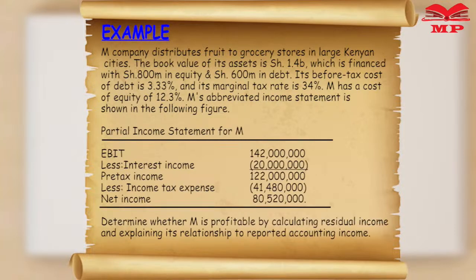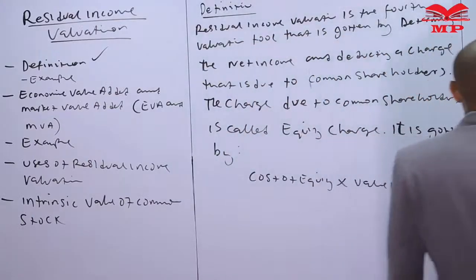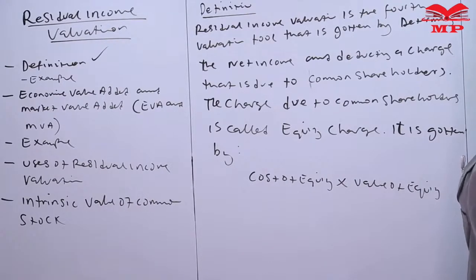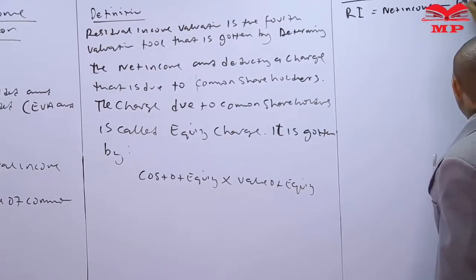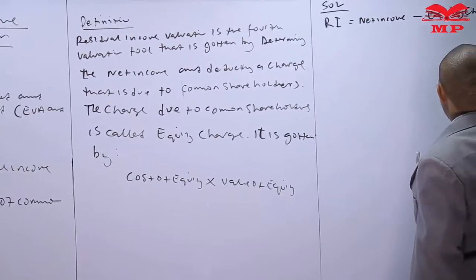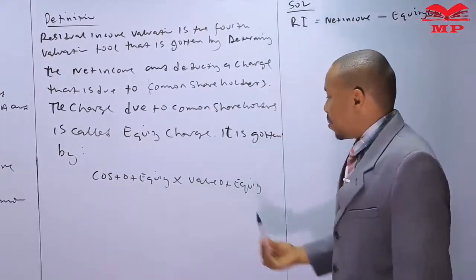So we have the figure demonstrated, where we can see the EBIT is 142 million, less interest expense, then you get the pre-tax income of 122 million, less the income tax expense of 41,480,000, then you get the net income of 80,520,000. Determine whether M is profitable by calculating the residual income and explaining its relationship to reported accounting income. So we need to determine the formula for residual income. The solution: residual income, RI, is given as net income less equity charge. The equity charge is gotten by cost of equity times the value of equity.